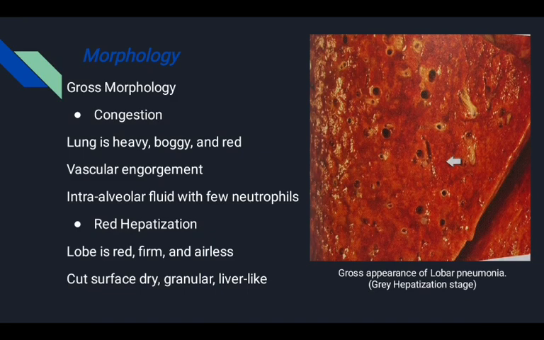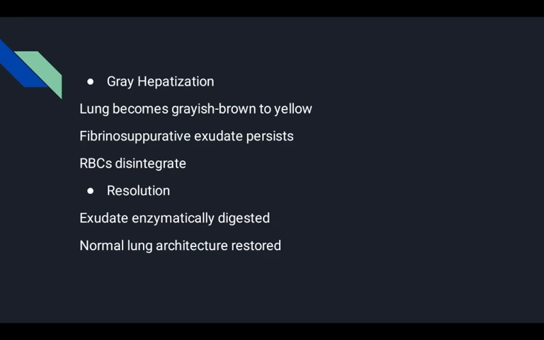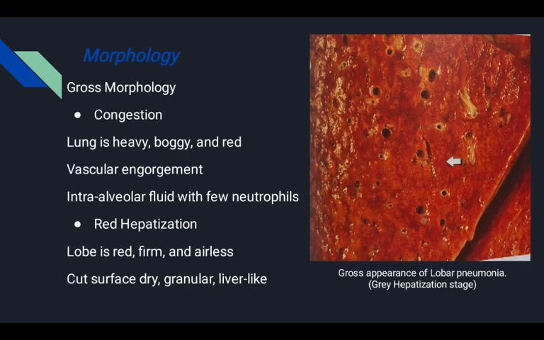So let's see the gross morphology of lobar pneumonia. Lobar pneumonia has congestion, red hepatization, gray hepatization, and resolution. Congestion: the lung is heavy, boggy, and red, with vascular engorgement and intra-alveolar fluid with few neutrophils.